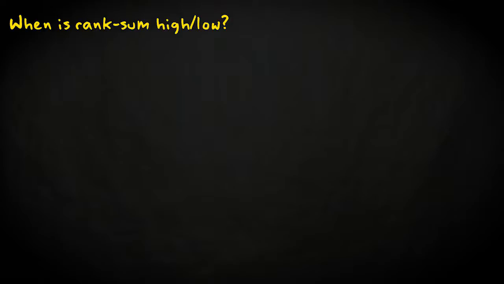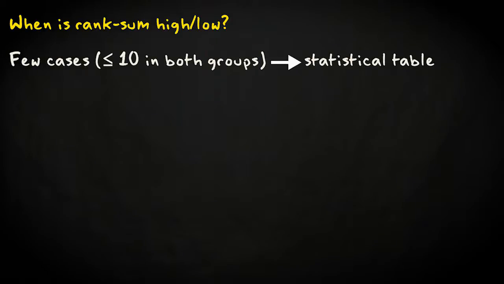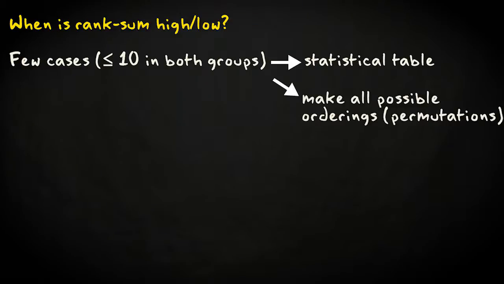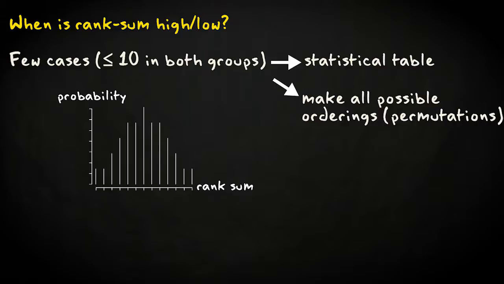If you have small sample sizes with fewer than 10 cases in both groups, you can look up the critical values in a statistical table. But it's also possible to evaluate all possible orderings of the original data, calculate the rank sum for one group in each ordering, and next make a probability distribution for all these rank sums. And finally evaluate how extreme the observed value of the rank sum is in this distribution.